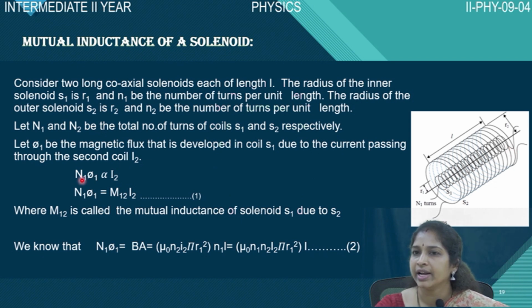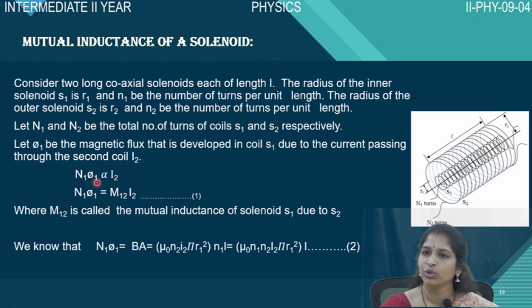So what can we write? N1 phi1 is directly proportional to I2. I2 is the current passing through the second coil, or second solenoid. Due to that, flux is generated in the first solenoid. And the number of turns in the first solenoid is N1. So the total flux developed in the first solenoid is N1 phi1, which depends on the current passing through the second solenoid. So I can write N1 phi1 is directly proportional to I2.